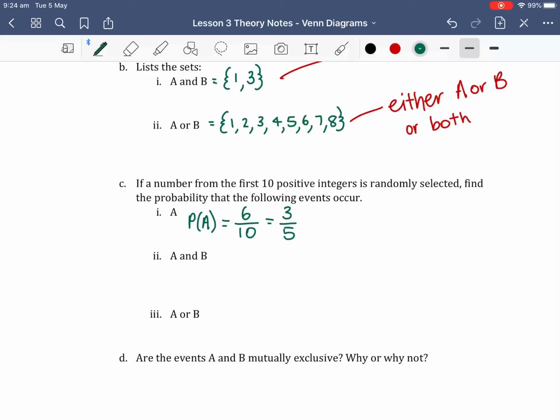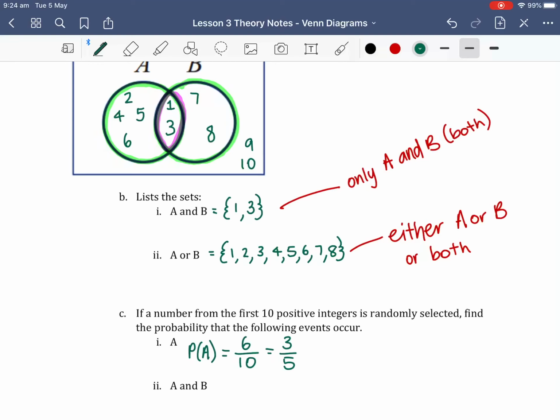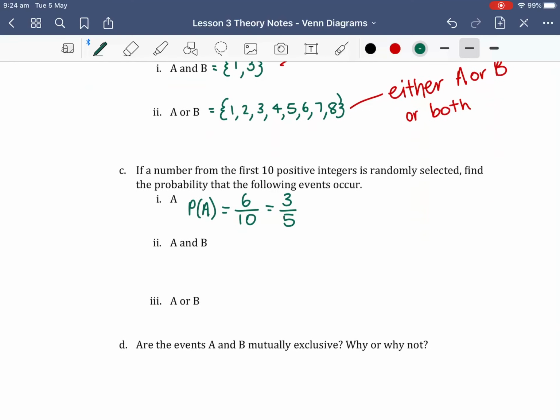Then we want to find the probability of A and B. There's only 2 numbers in A and B. That's our pink part, our numbers 1 and 3.